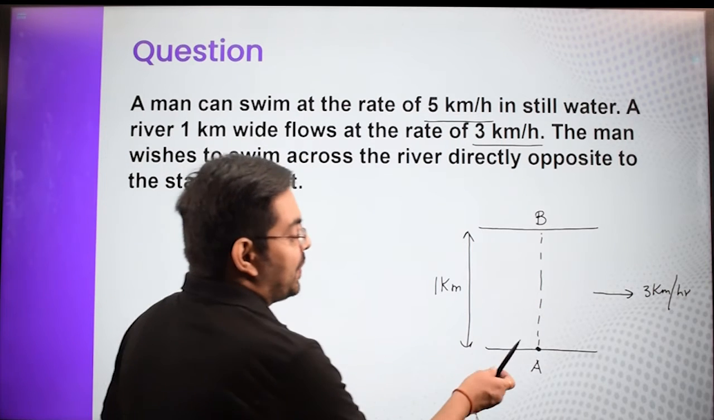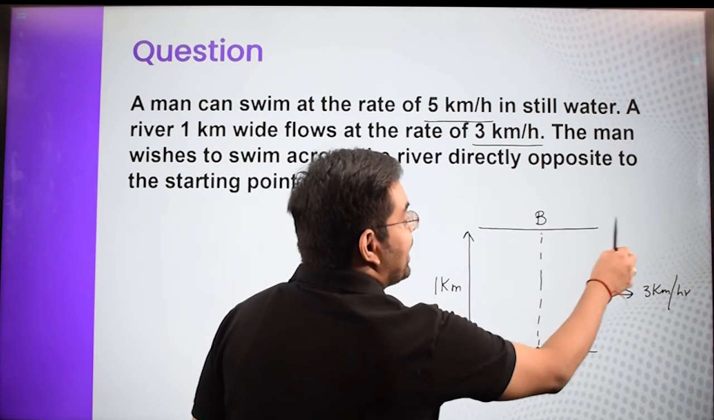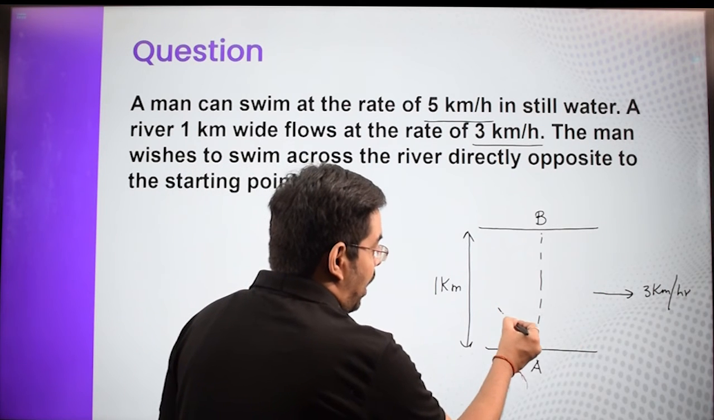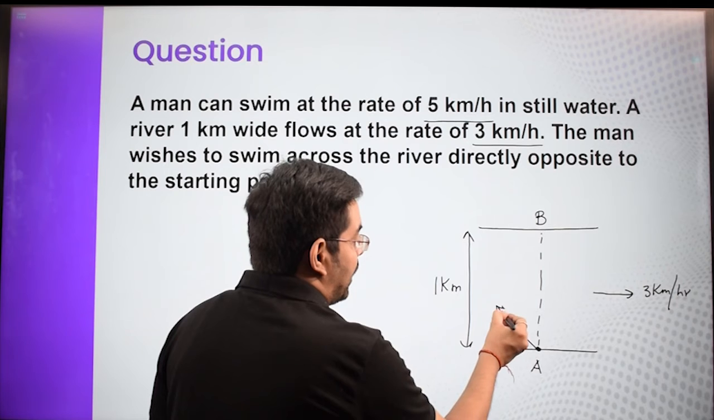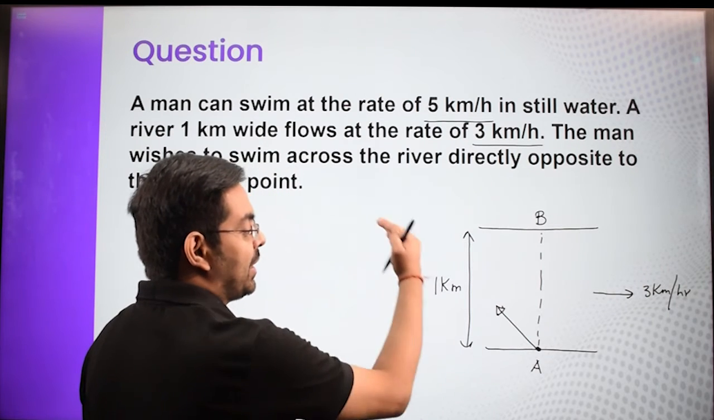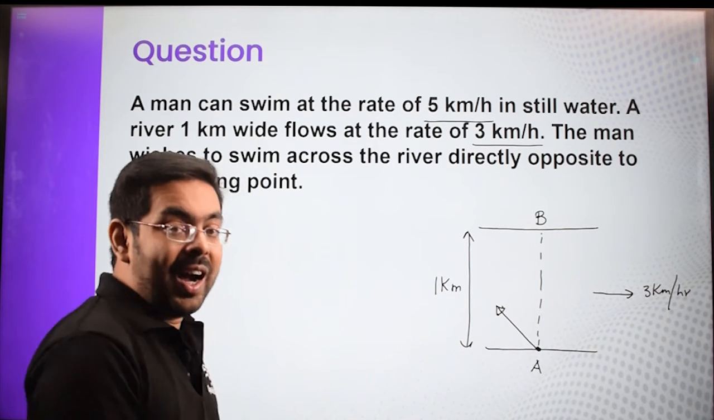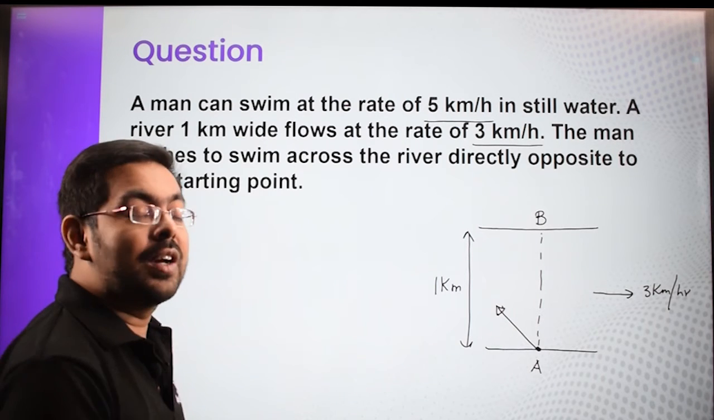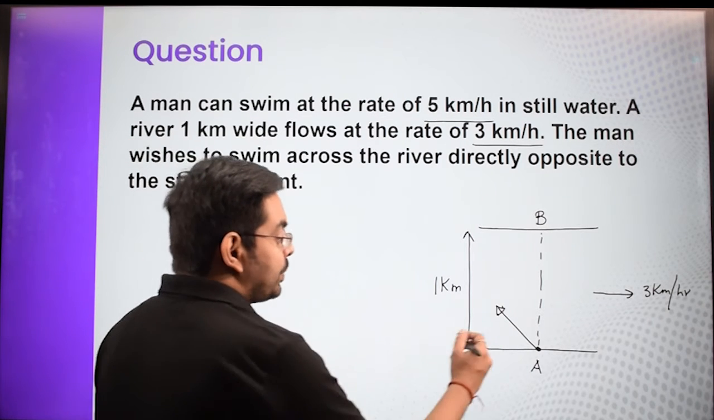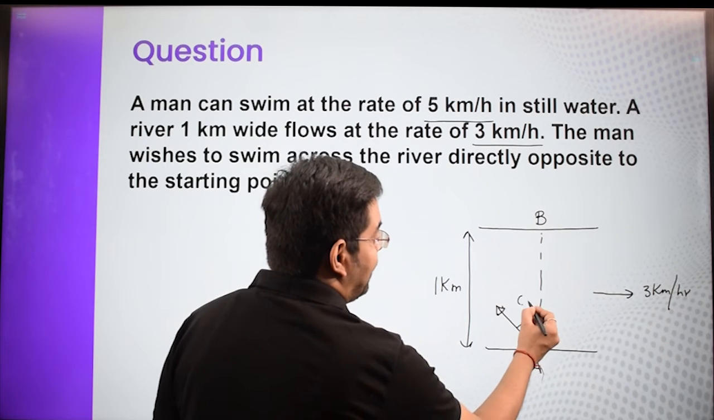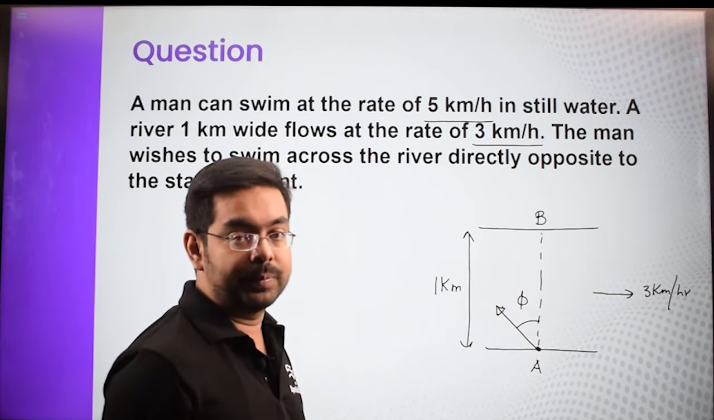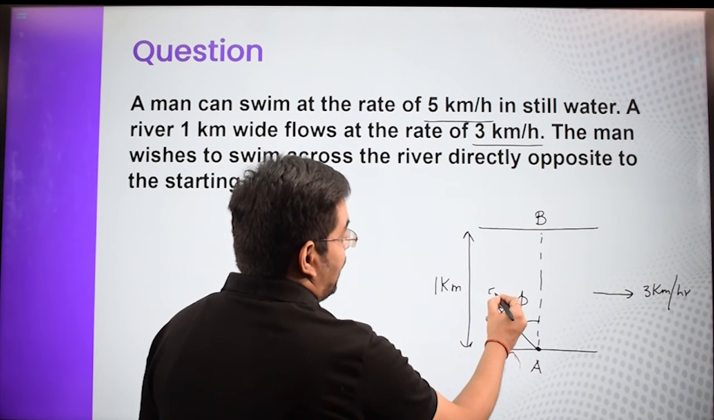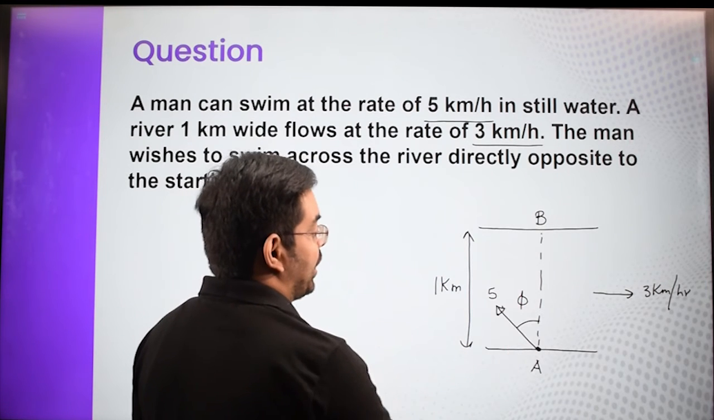He will be drifted in this direction, and he will reach some point C. So what we had discussed just now is that he should make an effort to swim in this direction, a little bit against the flow of the river, so that the velocity of the river is cancelled. Suppose he is swimming at some angle phi here, where his velocity with respect to the river is 5 km per hour.